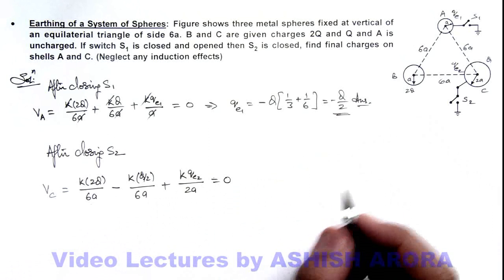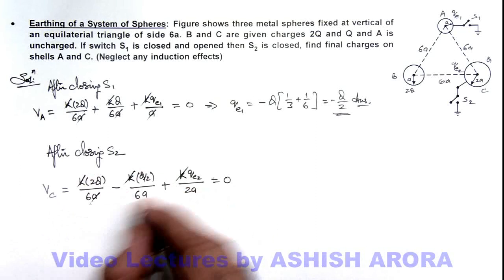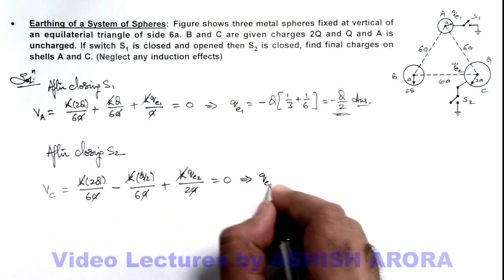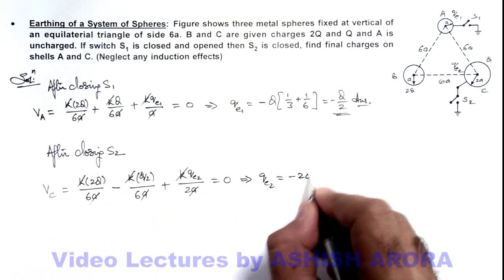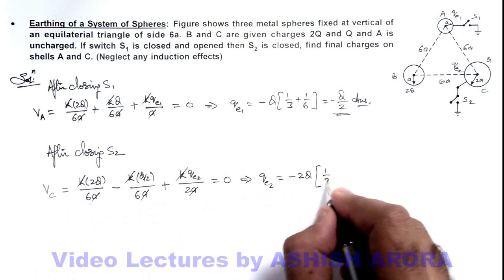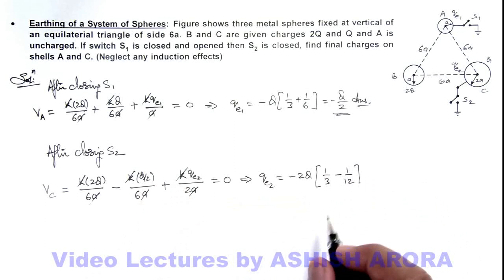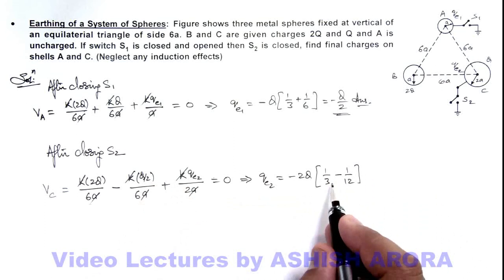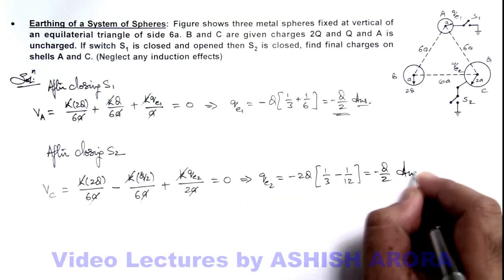So in this situation, if we simplify this equation here, again K gets cancelled out, A gets cancelled out, we get the value of QE2, which can now be given as minus 2Q, and inside we can take it, this is 1 by 3 minus this 1 by 12. So on simplifying, 1 by 3 minus 1 by 12 is 1 by 4. So this is also equal to minus Q by 2. That is the answer to the problem.